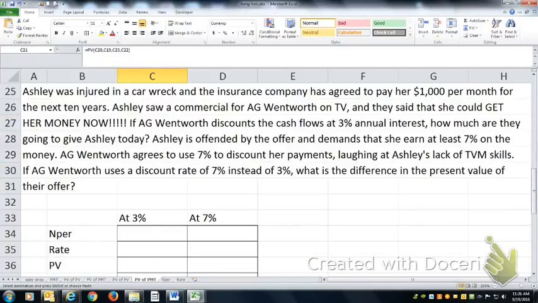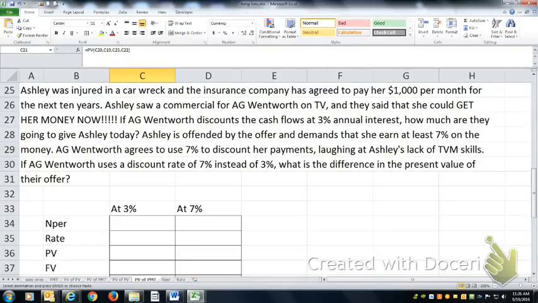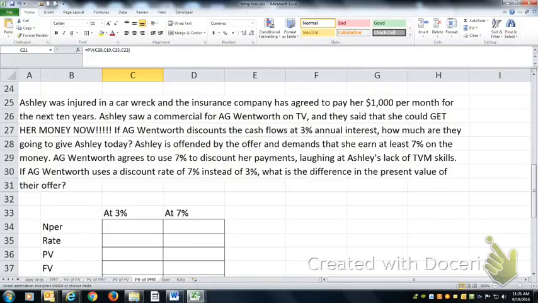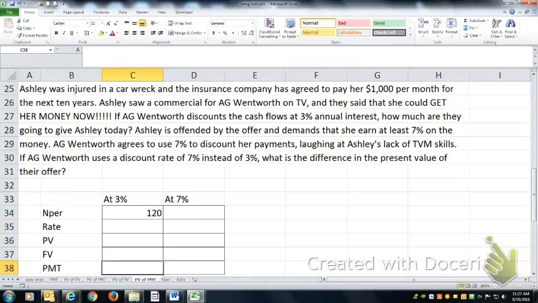Ashley is injured in a car wreck, and the insurance company has agreed to pay her $1,000 a month for 10 years. All right. She's seen a television commercial where A.G. Wentworth will buy her series of 12 payments a year times 10 years, a series of 120 payments of $1,000 each, after which you get nothing. And A.G. Wentworth says we're going to discount that at 3% annual interest.